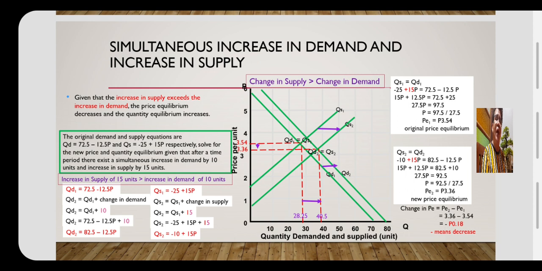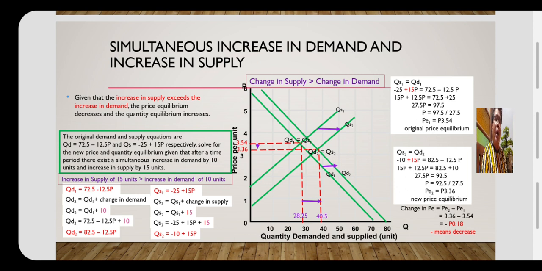And solving for P, therefore, we have to get the quotient of 97.5 and 27.5. So 97.5 divided by 27.5 will give us a quotient of 3.54. Now the quotient of 3.54 refers to the value of our price equilibrium. And what price equilibrium? This is the original price equilibrium, because what we have equated are the original supply equation and the original demand equation.